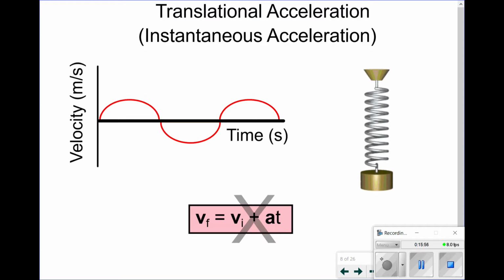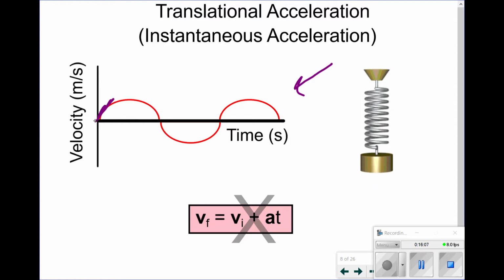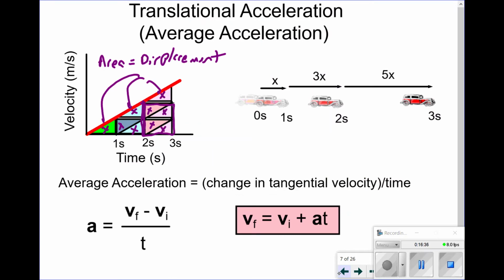If we take a look here at the velocity graph for this block that bounces up and down, we can see that the slope, which is the acceleration, changes. It has a slope that's positive and steep, and then it goes to zero. Then it goes negative and shallow, negative and steep, and then it keeps changing. Because of this, we cannot use the velocity equation, v final equals v initial plus acceleration times time. That won't work here because this was on the condition that the acceleration is constant.